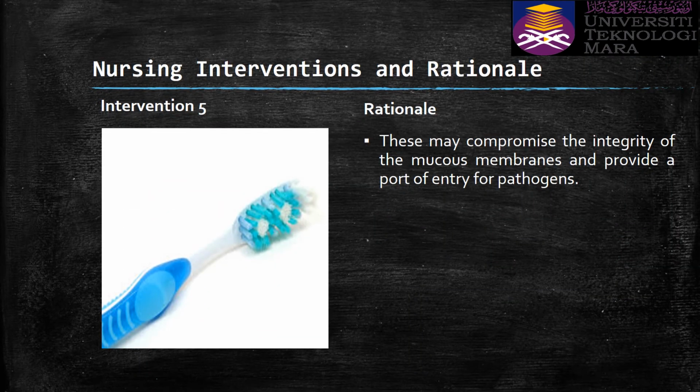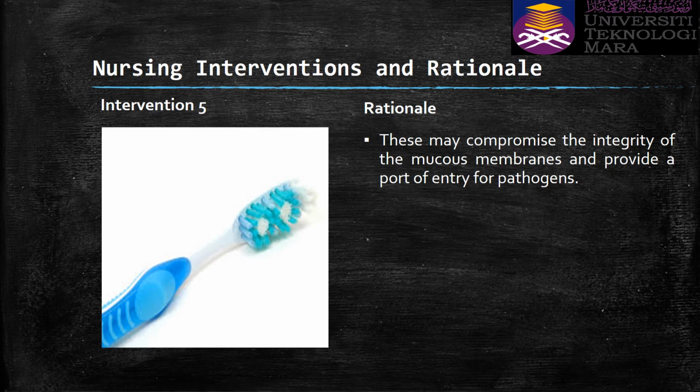Prevention number 5 is to recommend the use of soft-bristled toothbrushes and stool softeners to protect mucous membranes. These may compromise the integrity of the mucous membranes and provide a port of entry for pathogens.